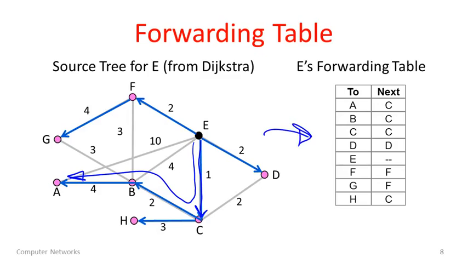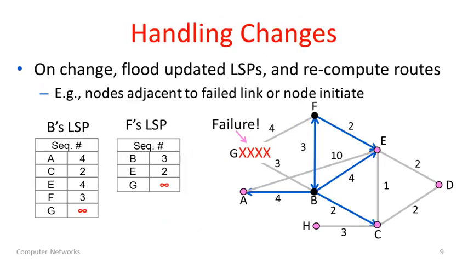The forwarding table lists for every destination the next step. So for instance, to get to A, the next step is simply to forward to C. And that's all E needs to know. C will then take care of the packet from then on. And similarly for all of the other destinations. That's our forwarding table. And if that's all that's going on in the network, we're done.